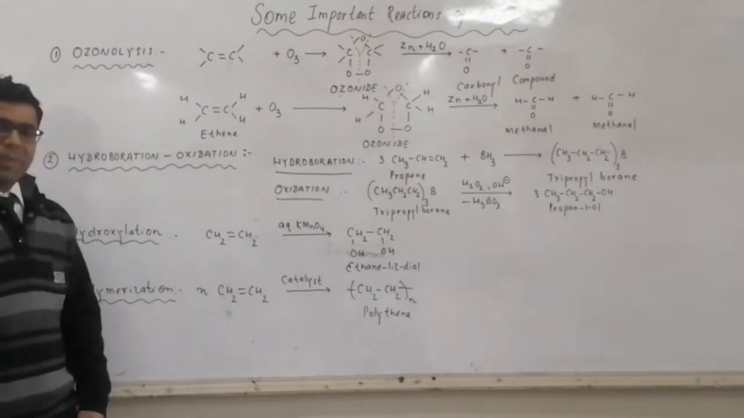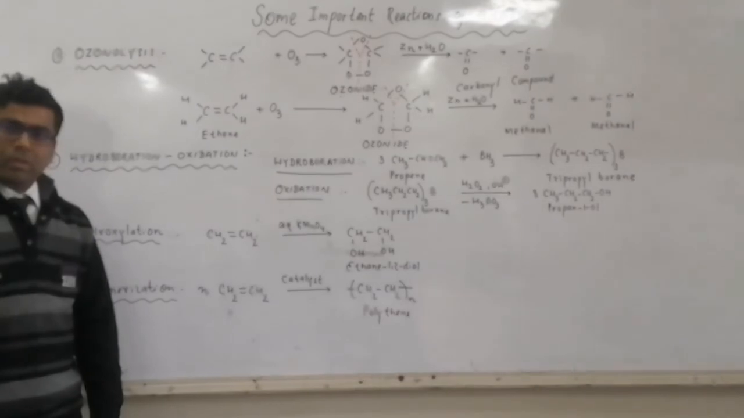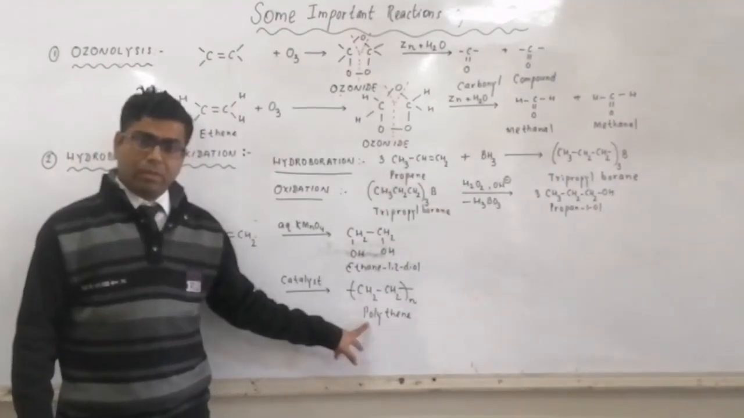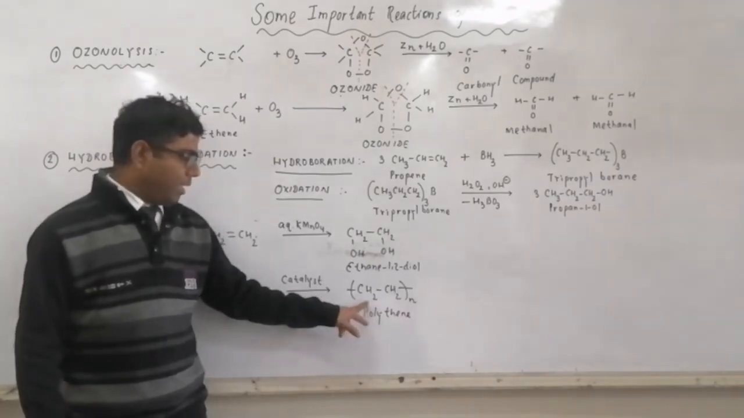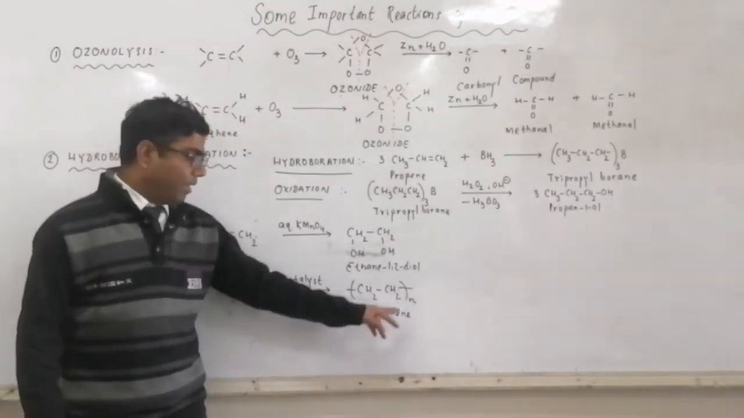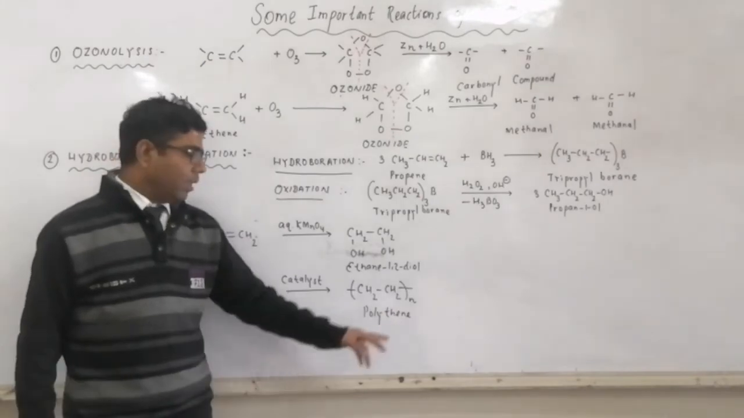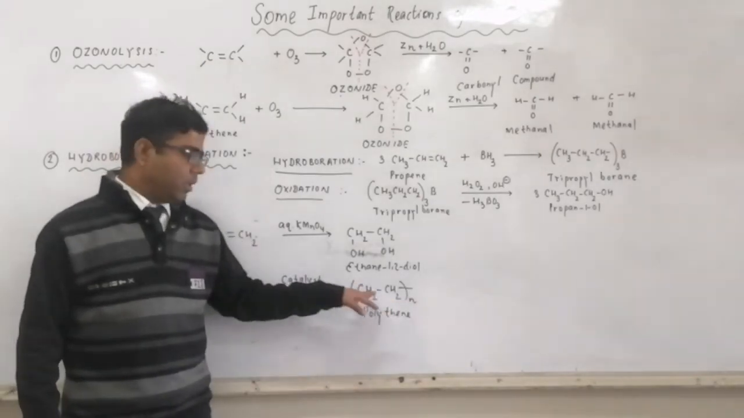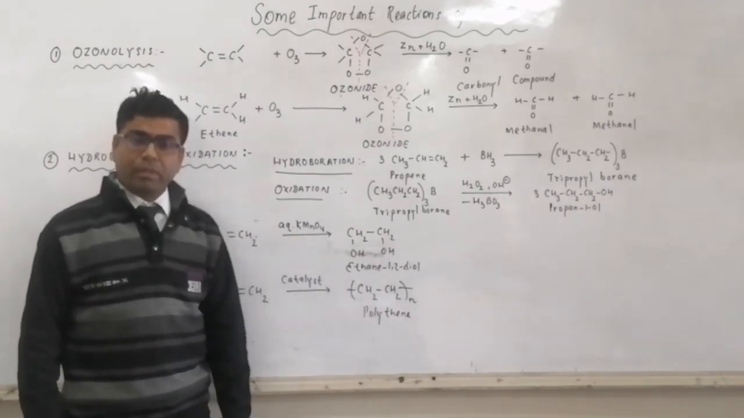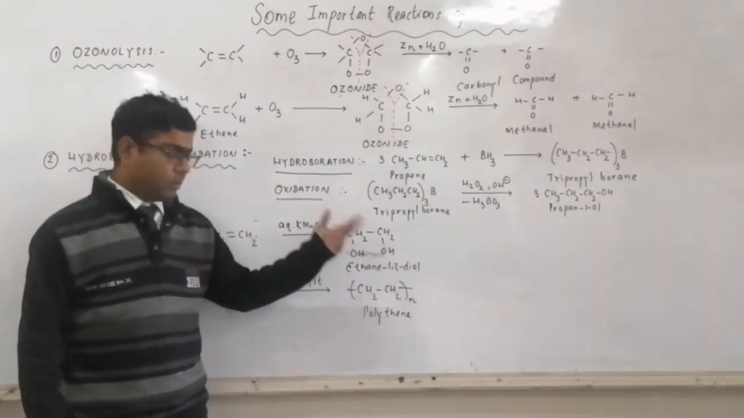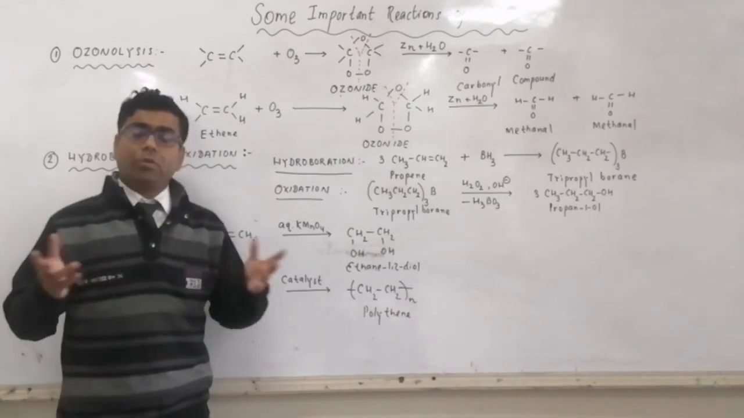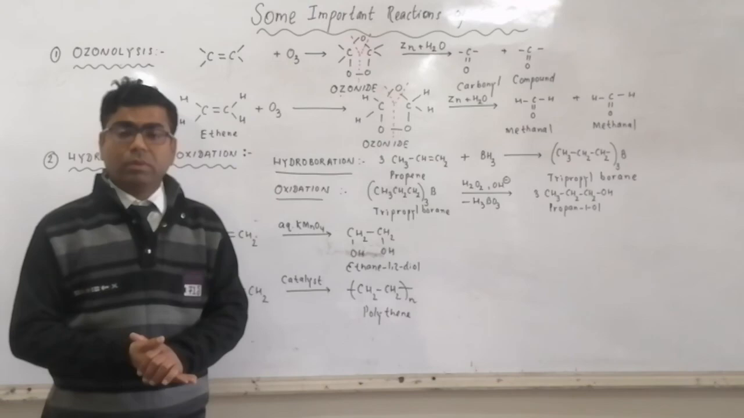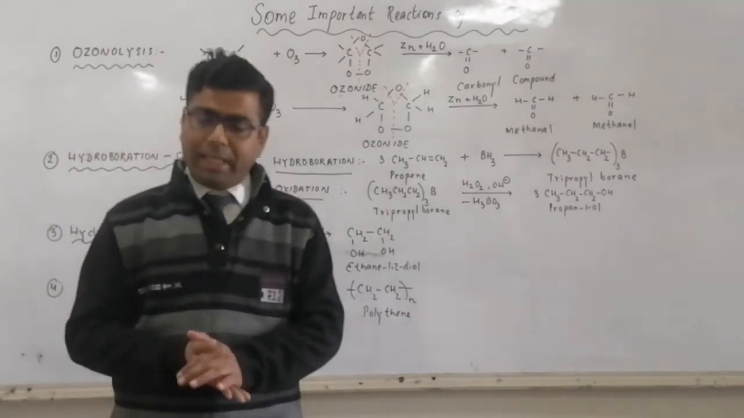So ethene, in the presence of a suitable catalyst, undergoes polymerization and gets converted to polyethene. So the CH2 single bond CH2 unit is repeated n times. Whenever a polymer is there, we use the subscript n. n represents this unit repeated n times. It contains more than 100, more than 1000 molecules. So it's all about the chemical reactions of alkenes.